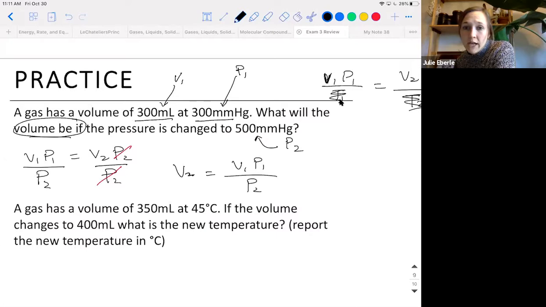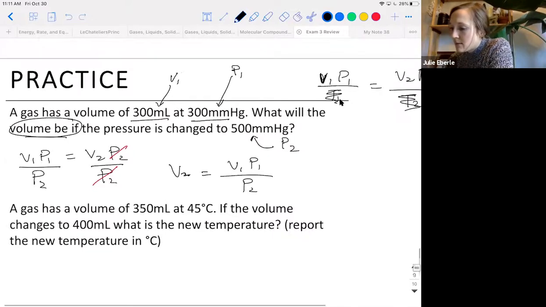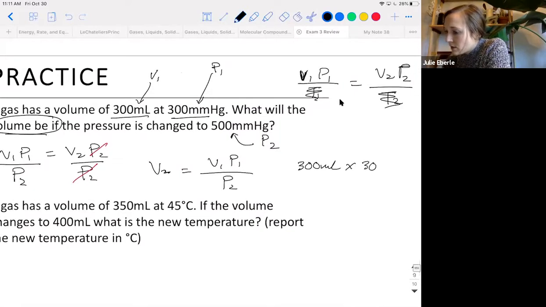Now, the only other thing to check before you just throw all the numbers in and solve is that your units on pressure are both the same, and they are both millimeters of mercury. So we don't have any converting we have to do. If one was ATM and one was millimeters of mercury, then we'd have to convert one to the other. But they're both the same. So what we can do is plug in 300 milliliters, that's our V1, times 300 millimeters mercury divided by 500 millimeters mercury.